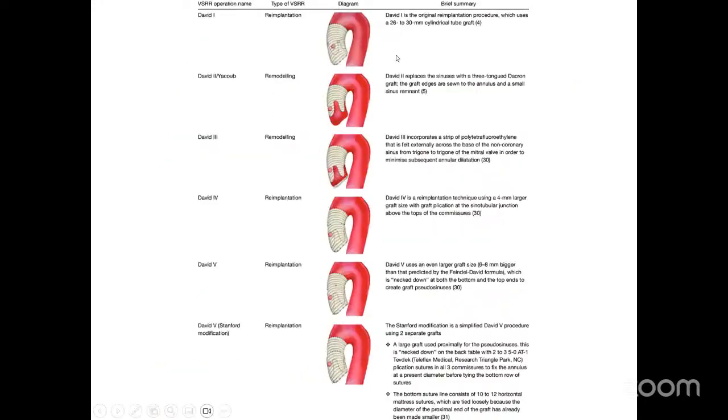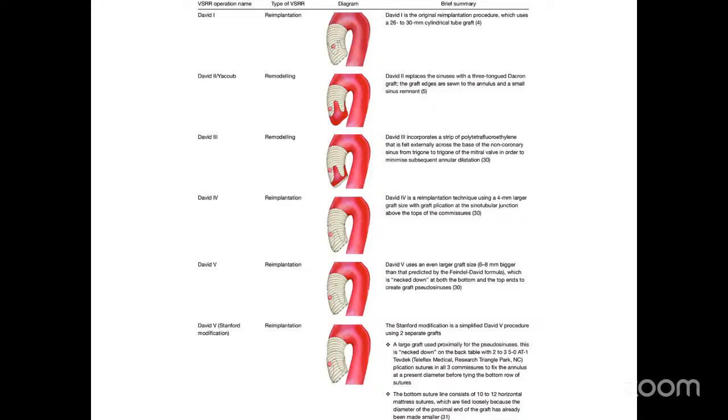There are different types of valve sparing aortic valve or valve sparing replacement. Aortic root replacement, David 1, reimplantation. David 1 is the original reimplantation procedure, which uses a 23 to 30 cylindrical tube. The first one was that, and then we have two remodeling, David 2 and 3.